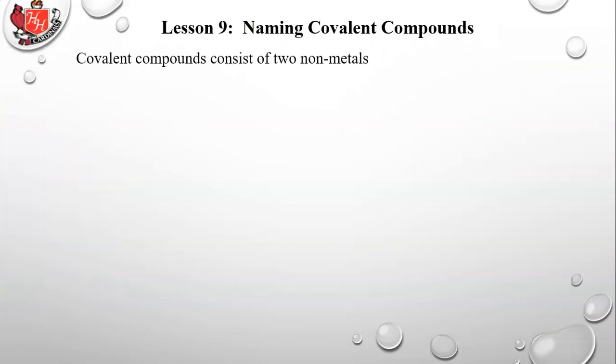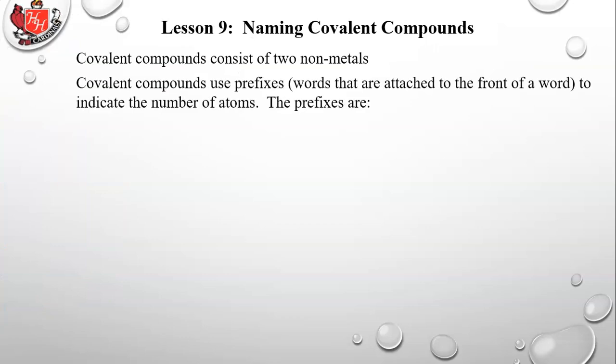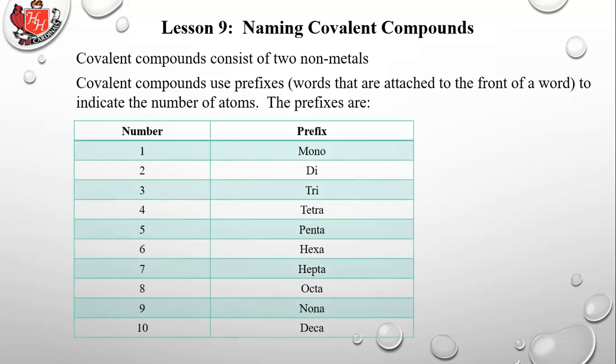Now naming covalent compounds. So covalent compounds use prefixes, that is words that are attached to the front of a word to indicate the number of atoms. So the prefixes, you may have heard these in other places, are for 1, it's mono. For 2, it's di. Sometimes 2 is bi, but in this case it's di. 3 is tri. 4 is tetra. 5 is penta. 6 is hexa. 7 is hepta. 8 is octa. 9 is nona. And 10 is deca.